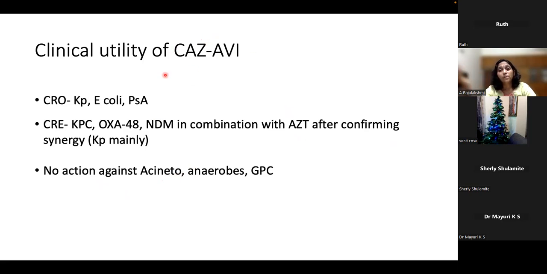But if you're giving piperacillin-tazobactam or cefoperazone-sulbactam for an abdominal infection, you will not be adding metronidazole, because sulbactam and tazobactam have anaerobic cover, whereas avibactam doesn't have anaerobic cover.